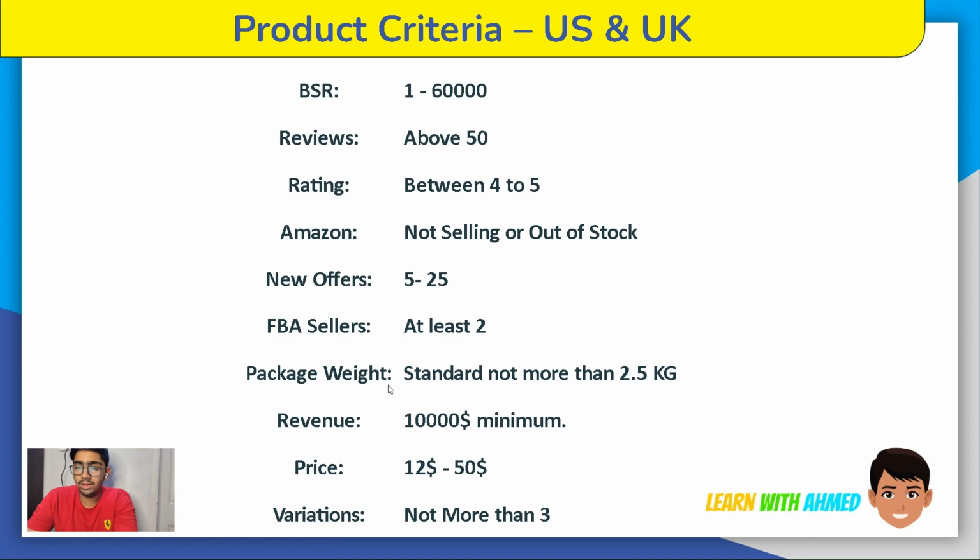But the product criteria I choose is a bit tougher than this. Sometimes I choose BSR 1 to 20,000, 1 to 10,000, 1 to 30K, 1 to 40K, reviews above 300, above 250, like that. Amazon not selling or out of stock.